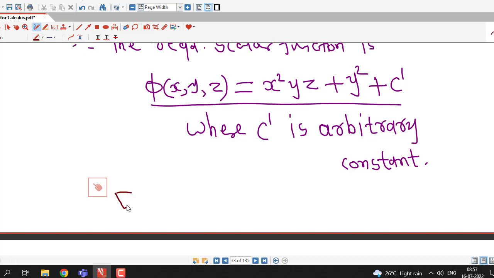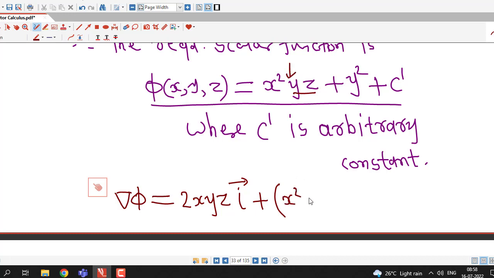For that we have to find the gradient of phi. So by definition, gradient of phi equals del phi by del x into i. Del phi by del x will be 2xyz. yz is constant. The derivative of x square is 2x. This is going to be 0. This is del phi by del x plus del phi by del y. So the derivative of y is 1. x square z is constant. The derivative of y square is 2y. This is del phi by del y plus del phi by del z. This is going to be 0. x square y is constant. The derivative of z is 1.